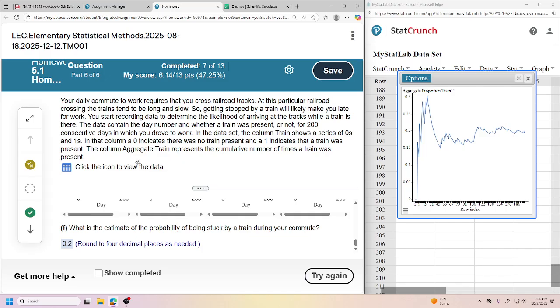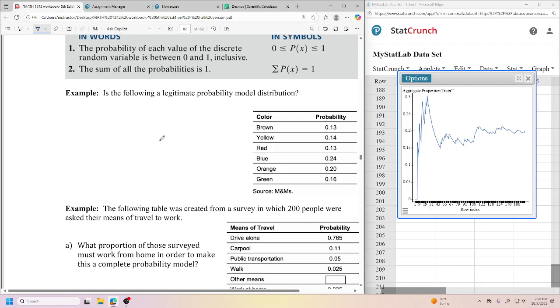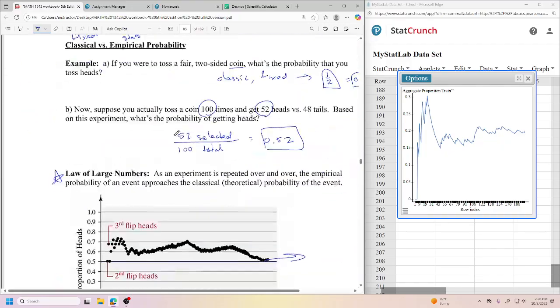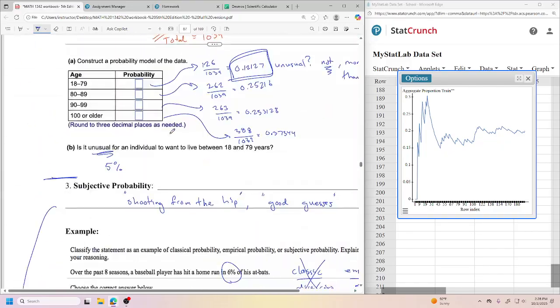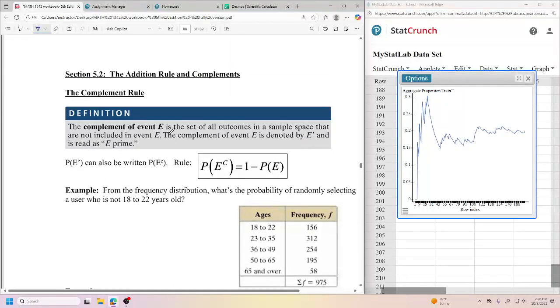So we got a couple more minutes. I would love to go back to the workbook and just do a couple questions in the next section, because I think we're on a roll. So addition rule, complements, all this kind of stuff. Let's go through it.